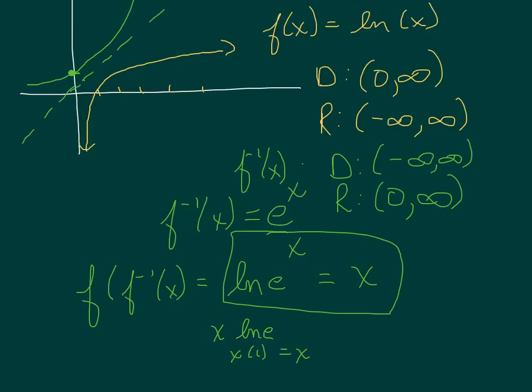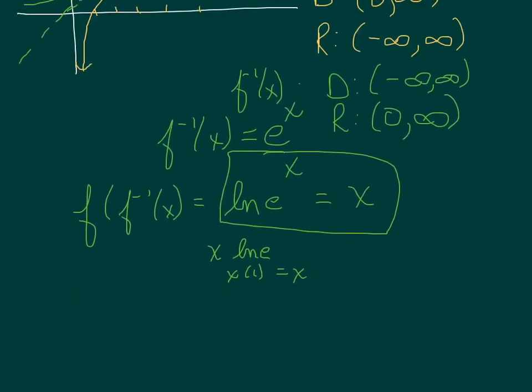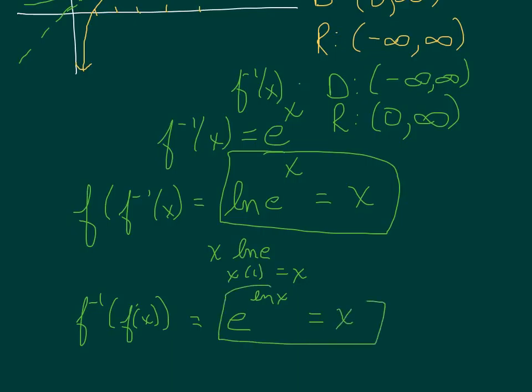By the same token, if we take the composition of the inverse with the original, we would have e to the natural log of x, and that's going to be equal to x. So again, you'll be using these ideas in the work.